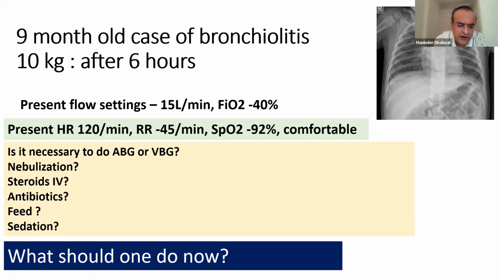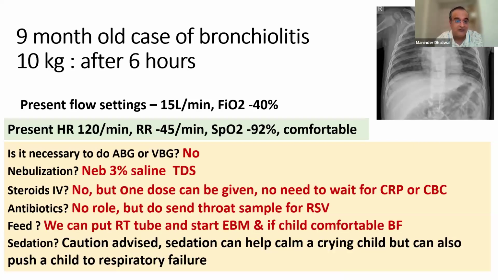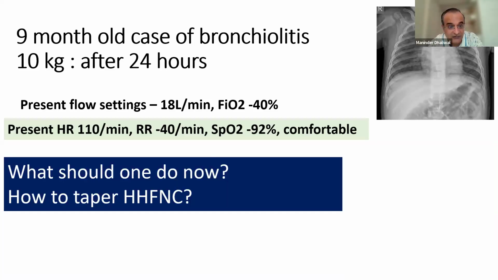And there's no point in a patient who has stabilized to do a venous blood gas just for documentation. It will not change my management. So this is what we have written, that you should follow this clearly, and HFNC will prevent the intubation in these children. Now we follow, the present setting is 18 liters per minute, FiO2 was 40, heart rate has settled down to 110. So how do I taper my HFNC?